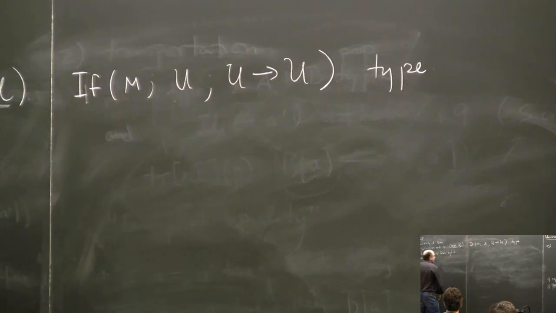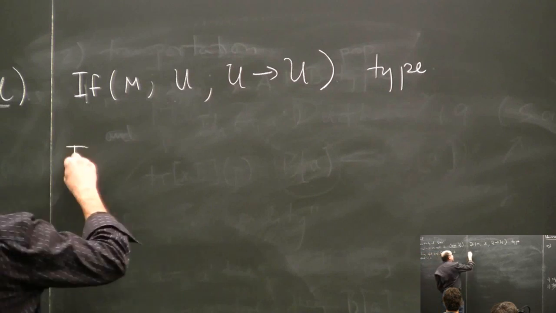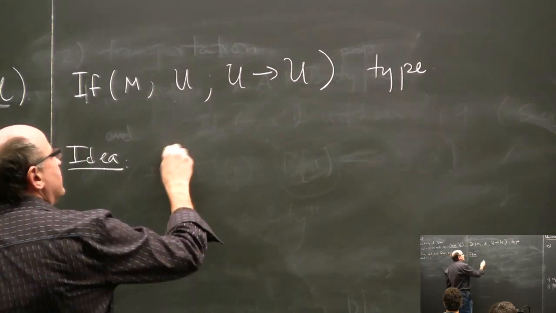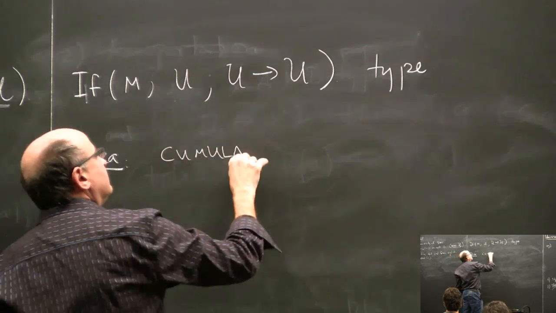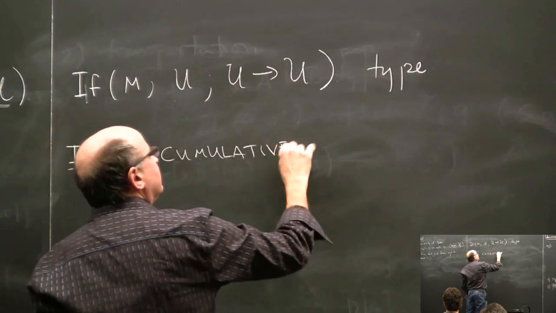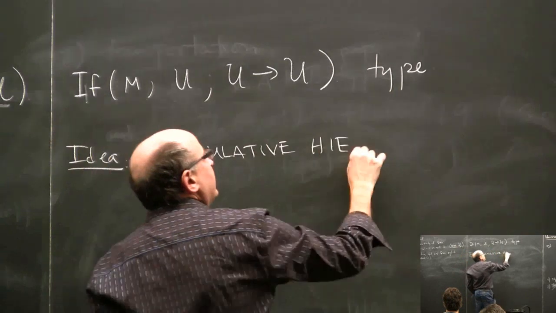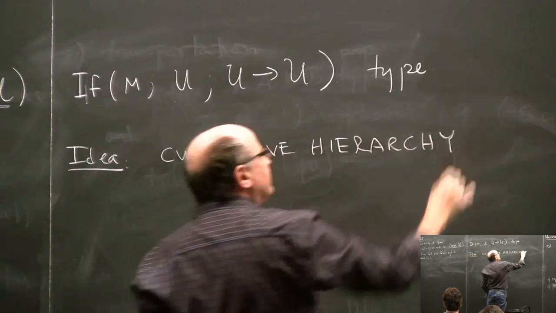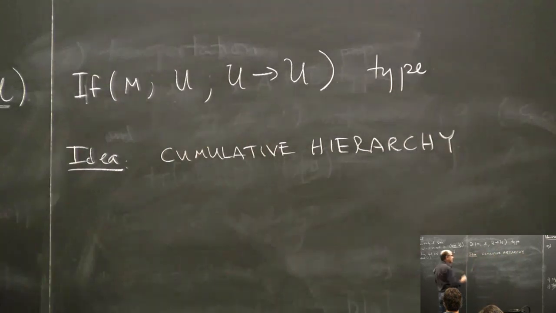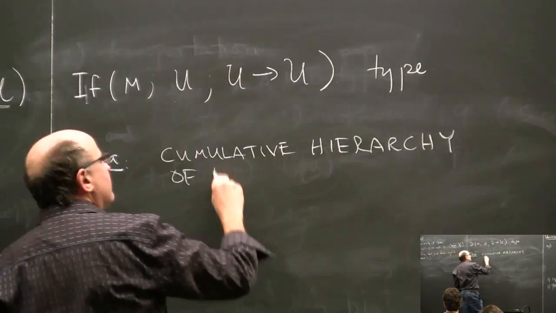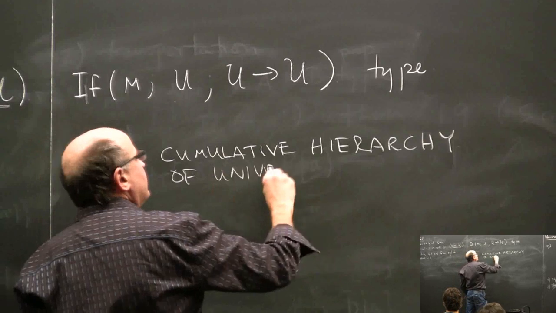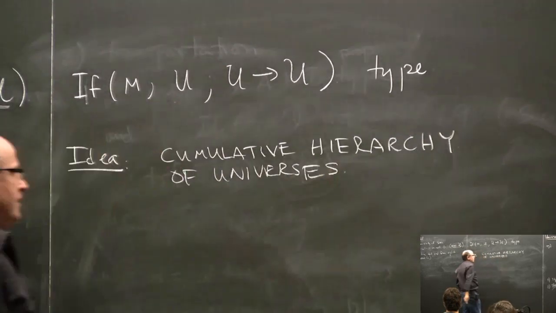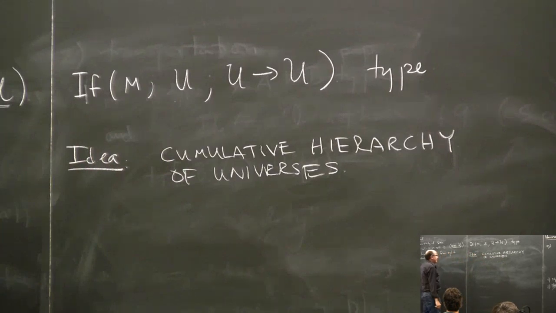But now there's a little game you can play. And you say, okay, here's the idea. I don't have one universe, I have a cumulative hierarchy of universes. And now I will win. Okay? At the expense of doing this. So a cumulative hierarchy of universes. And in fact, whenever you look at presentations of type theory, at least basic ideas of type theory, they always have a cumulative hierarchy of universes. And the idea is this.